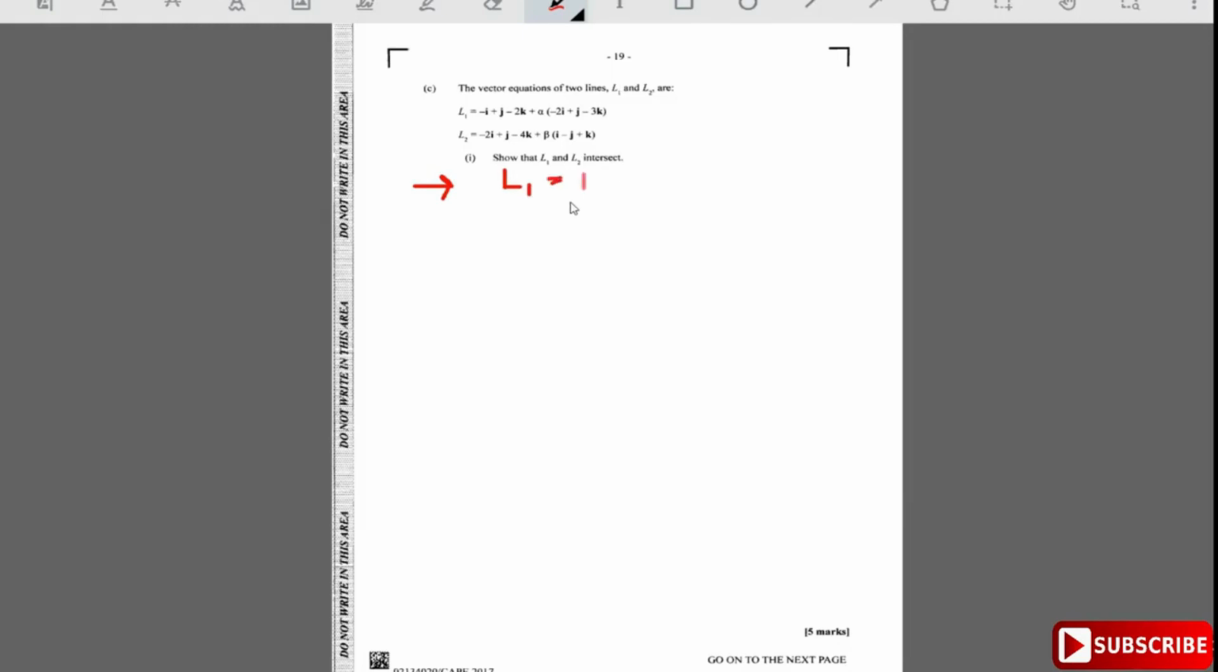If L1 is equal to L2 at some point, then that means their components are equal. So if you group up the i terms, you have minus 1 plus minus 2 alpha. So that's minus 1 minus 2 alpha. That's for L1. Then right here, grouping up the j terms, we have j plus alpha, which is 1 plus alpha. And then grouping the k components in L1, we have minus 2 minus 3 alpha.